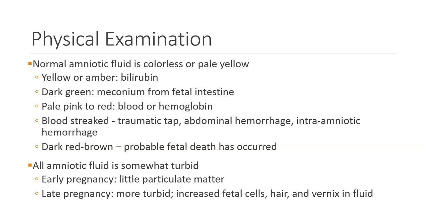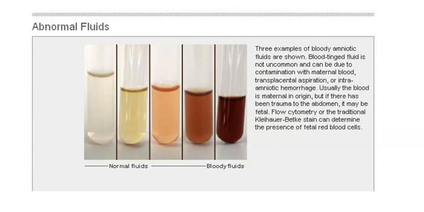All amniotic fluid is somewhat turbid. In early pregnancy, there will be little particulate matter, so it will be very low turbidity. Later on in the pregnancy, it's more turbid as the fetus has released cells, hair, and vernix, which is this really gross looking stuff that coats the baby during their time in utero. So from left to right, you see the first two fluids appear normal. And then the three examples of bloody amniotic fluids are shown.